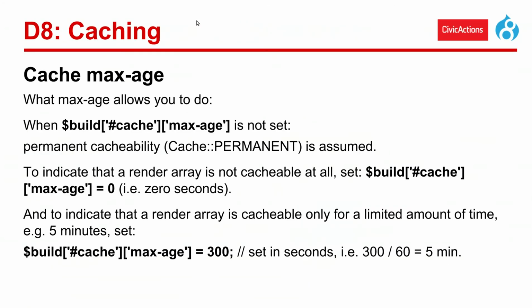And max age, I pulled this out separate. Max age is where you say, in 1 day, in 30 seconds, every 3 weeks. Or permanent: if you don't specify max age, the setting is permanent. It will never get uncached. It'll get built one time. Max age 0 means I am not cacheable. And then lastly, max age set to a number in seconds gets you time.